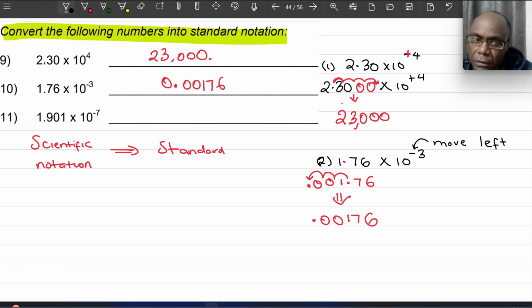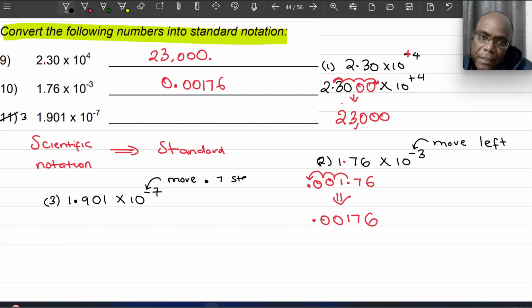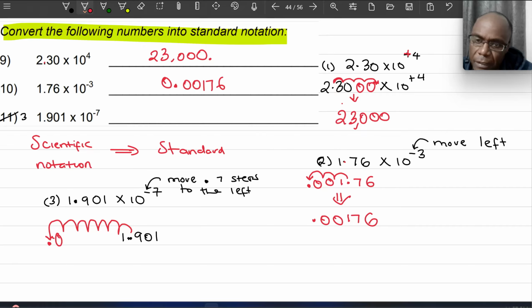Now we do the next number 3. The next question, 1.901 times 10 to the power minus 7. This one, the negative on the scientific notation tells me that I need to move the decimal point 7 steps to the left. That's what it's telling me. So I'll write the number here for lack of space, and I need to move it 7 times backward. 1, 2, 3, 4, 5, 6, 7. So decimal point ends here.